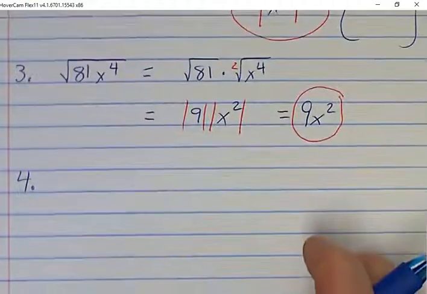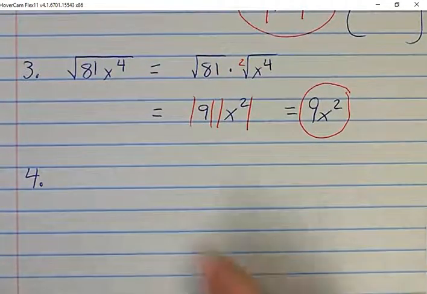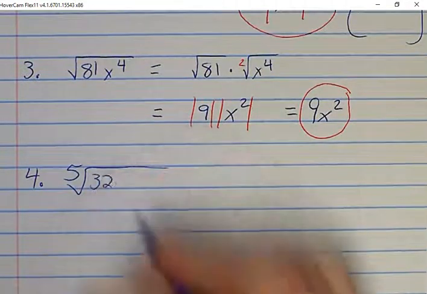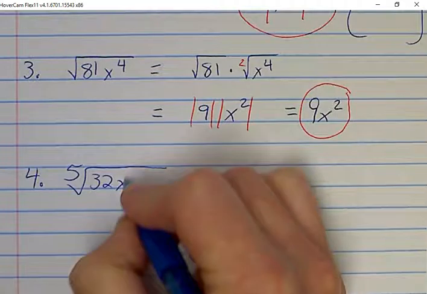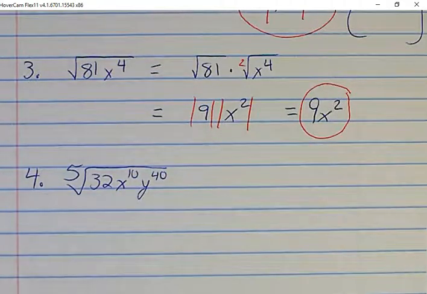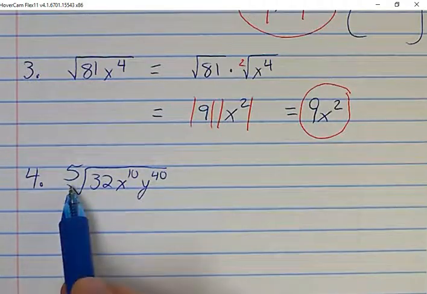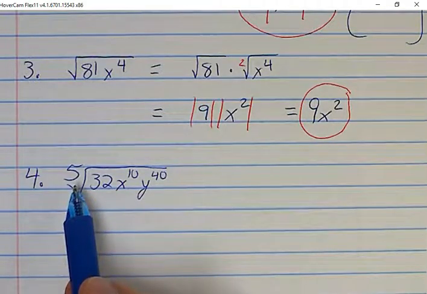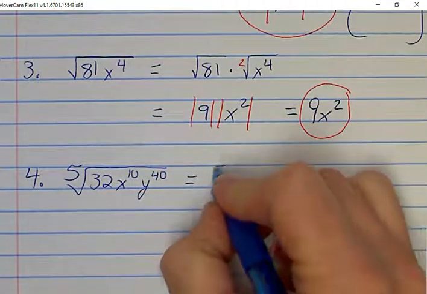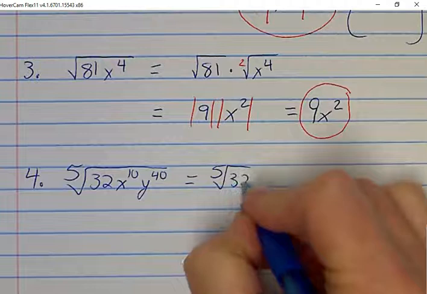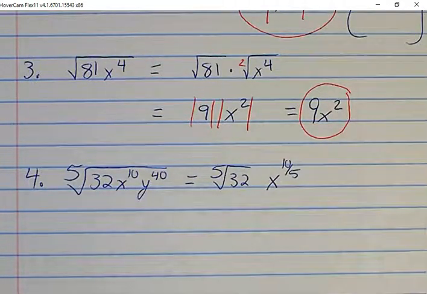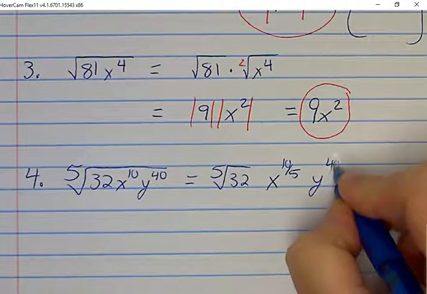Alright, 2 more examples, and we'll be done with these. So we're going to do the 5th root of 32, x to the 10th, and y to the 40th. And the good news with this one is it is an odd index, so it's the 5th root, so we do not have to worry about the absolute values. So we can break this one into parts. We're going to do the 5th root of 32. For x, it's 10 divided by 5. And for y, it's 40 divided by 5.